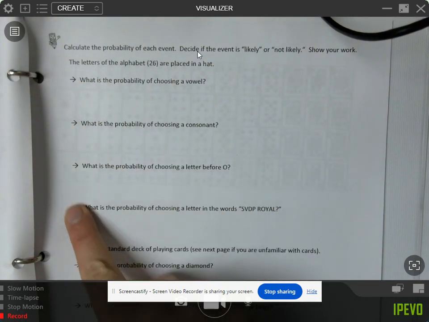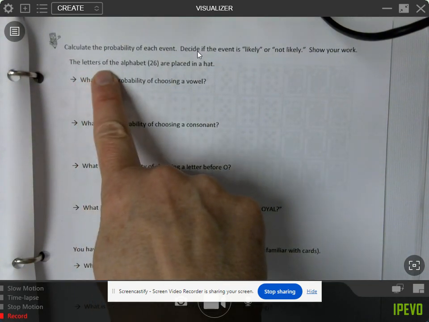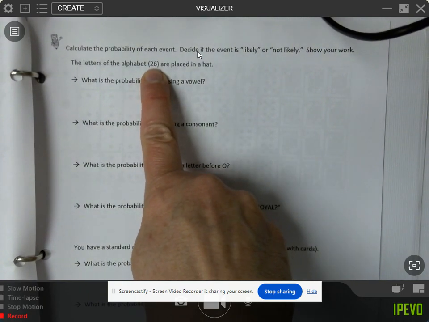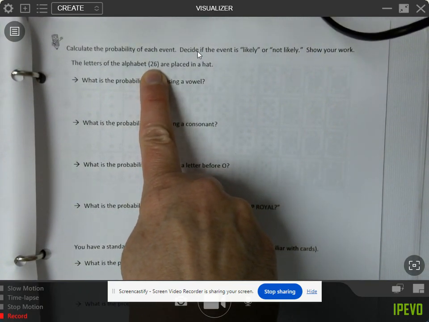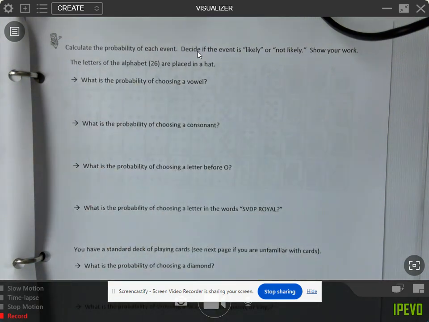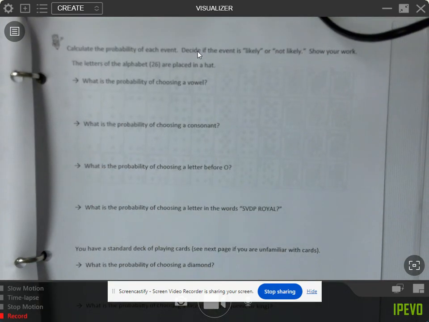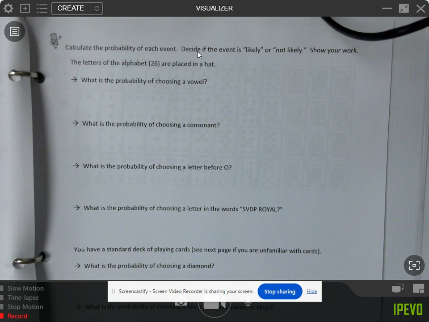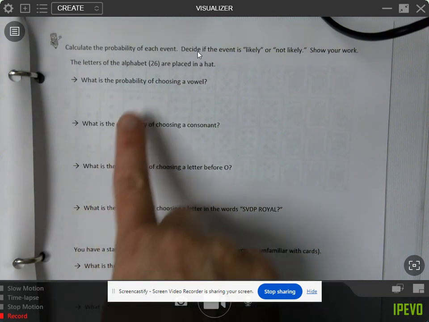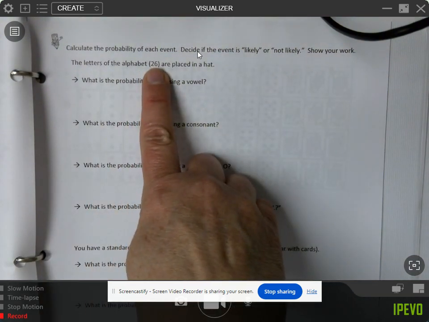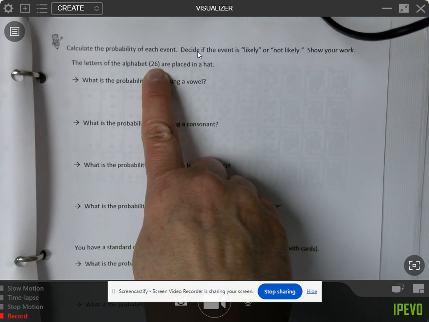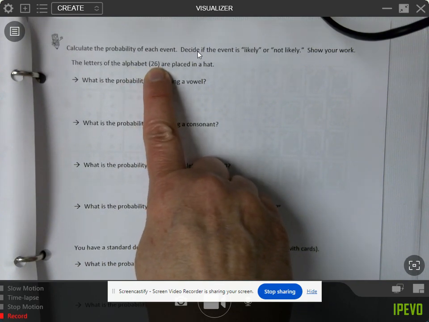In this top section, we're using the letters of the alphabet. There are 26 of them. They are placed in a hat. Ava? Are we counting Y first? You guys are jumping ahead on me. Oh my goodness. Let me get to these. I will answer a lot of questions in my directions. So we have 26 letters of the alphabet placed in our hat.